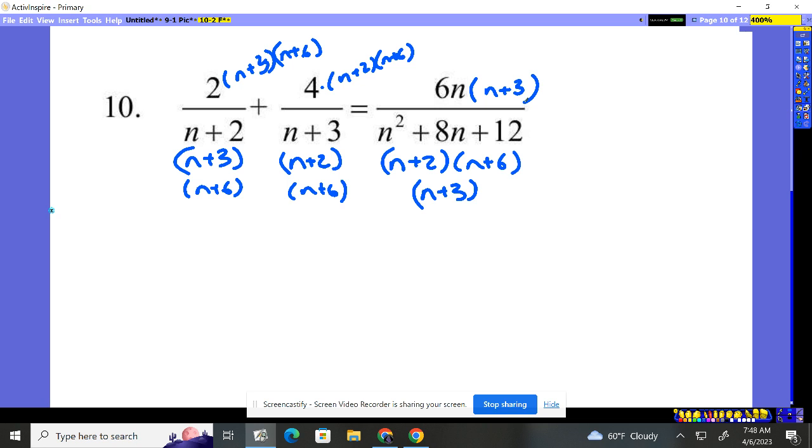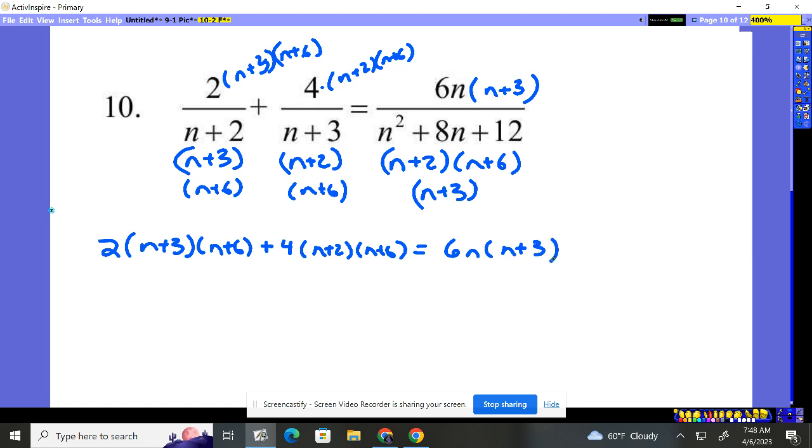Now that all the denominators are the exact same, n plus 2, n plus 3, n plus 6, we can go ahead and just set the left side of the numerators equal to the right side of the numerators. So we have 2 times an n plus 3, n plus 6, plus 4 times an n plus 2, n plus 6, equaling 6n times an n plus 3. So the first thing we're going to do, the easiest thing: we have three things to multiply here, a 2, an n plus 3, and an n plus 6. Let's multiply these two binomials first and then distribute the 2 through to each piece.